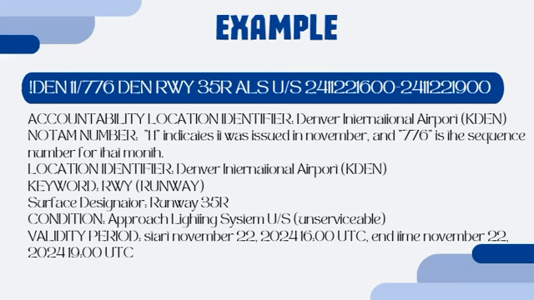After that, we have the location identifier that is the Denver International Airport. Following this, we have the keyword that says runway, and then we have the surface designator that is runway 35 right. After that, we have the condition that says ALS, that is referring to the approach lighting system, and it says US, that means unserviceable or out of service. And following this, we have the validity period that says that it starts on November 22nd of 2024 at 1600 UTC, and the end time is November 22 of 2024 at 1900 UTC.